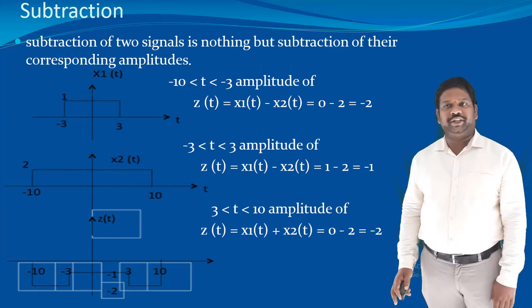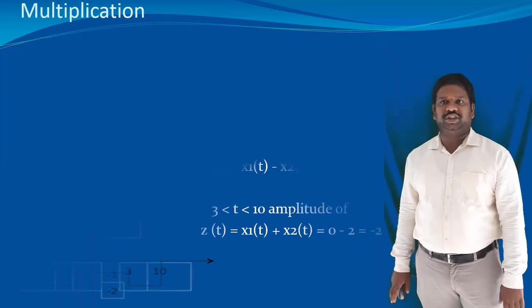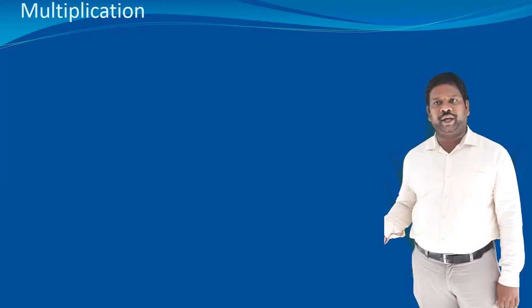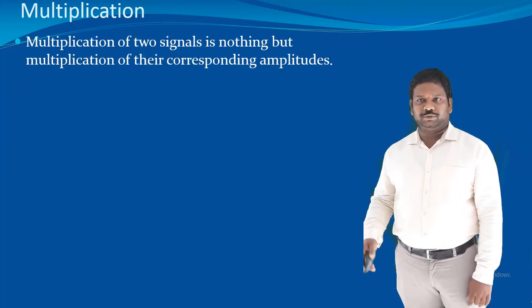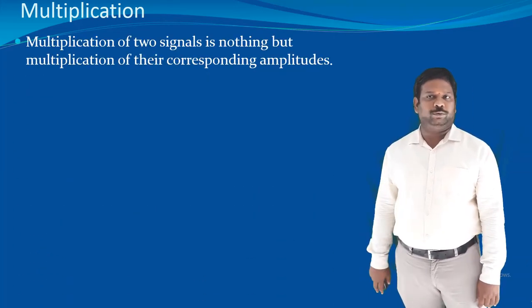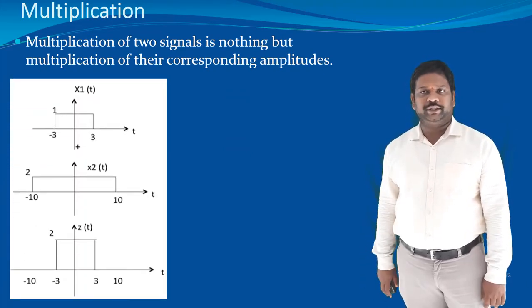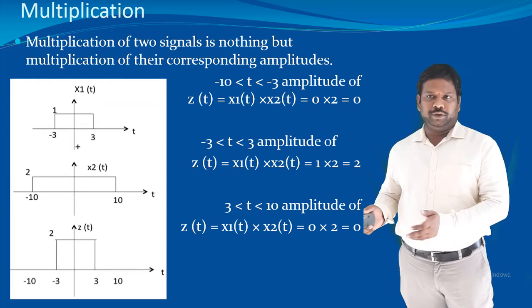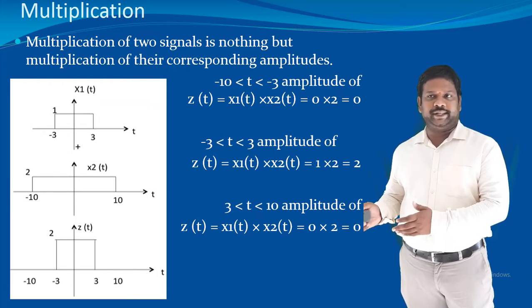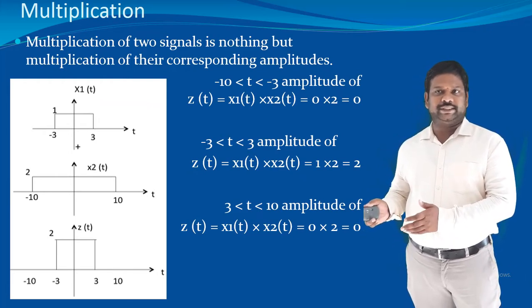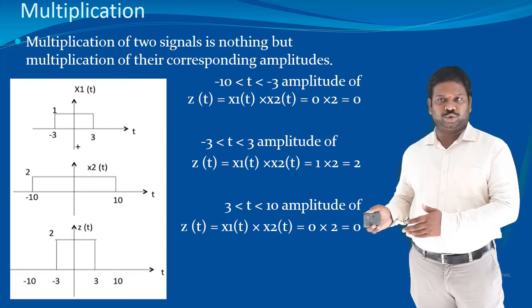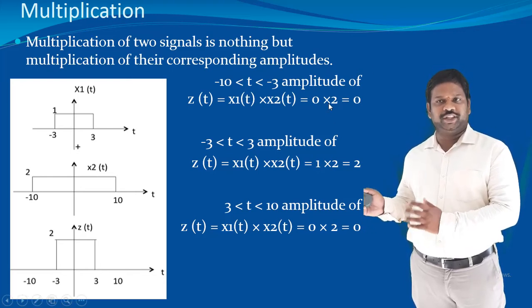Next comes the multiplication. Similarly, multiplication is also the multiplication of their corresponding amplitudes only. The first one has amplitude 1 and the second one has amplitude 2. Therefore, take the multiplication like this. From minus 10 to minus 3, the first signal has amplitude 0 and the second signal has amplitude 2. Therefore, 0 into 2 will be 0.